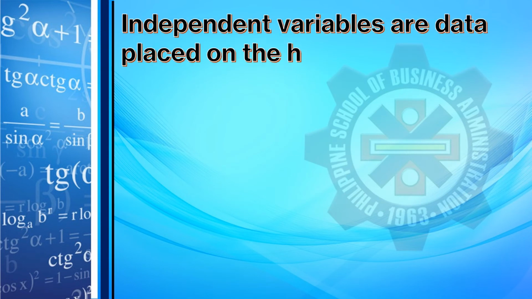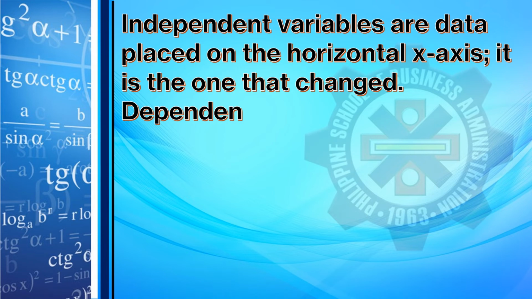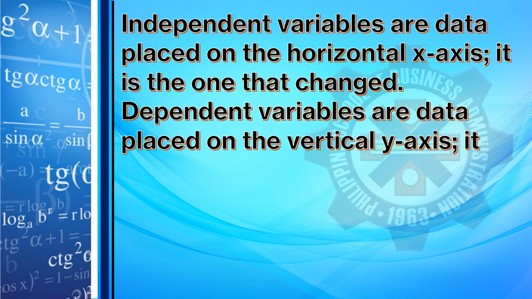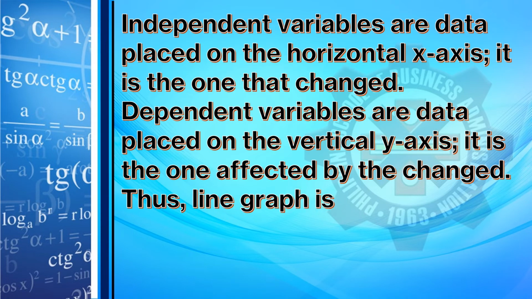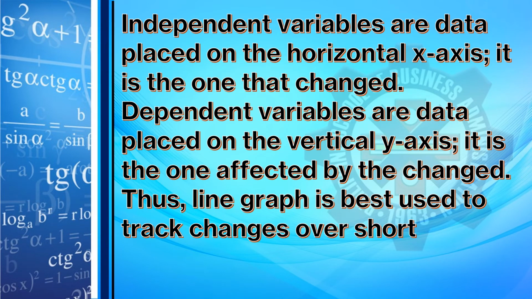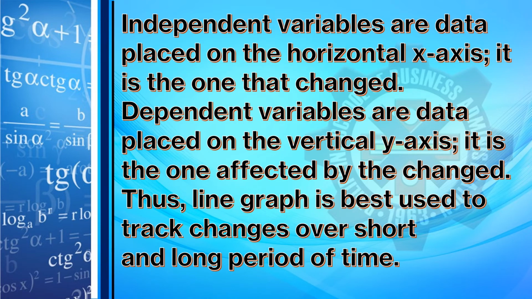So, the independent variables are data placed on the horizontal x-axis. Tandaan, the independent variables ay lagi nasa x-axis. It is the one that changes. It can be extended to the positive infinite or to the negative infinite. It depends. The dependent variables are data placed on the vertical y-axis. It is the one affected by the change. Thus, line graph is best used to track the change over short and long periods of time. Okay.